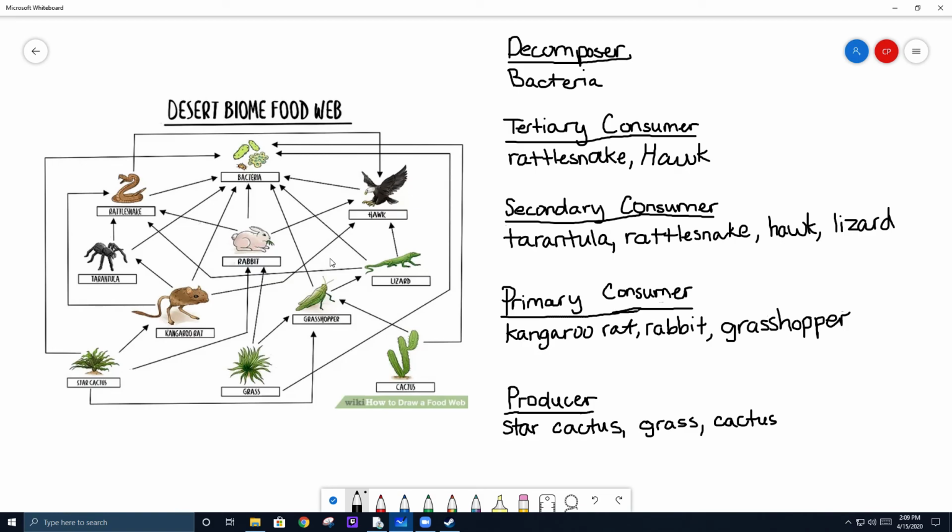Okay, so I'm hoping that this helped you guys to understand the different types of consumers and how you get them from a food web. If you still have questions or anything like that, please let me know. You can message me and then I'll make another video, or tomorrow during our class meetings, you can ask.